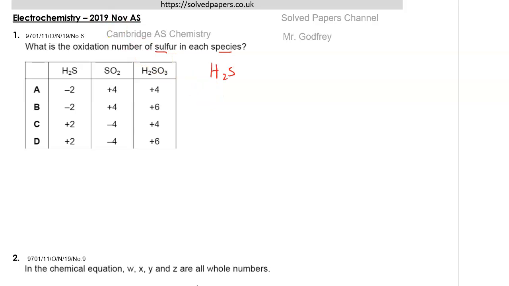Of course, the oxidation state of hydrogen in most compounds is +1. So this is +1, and since there are 2 hydrogen atoms, this should be +2, and therefore sulfur should be -2. That is the oxidation state of sulfur in that one. What about in sulfur dioxide?